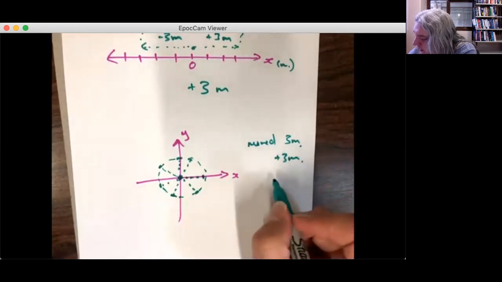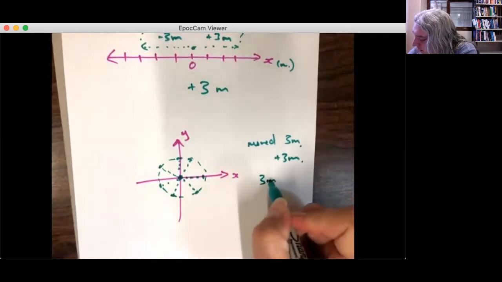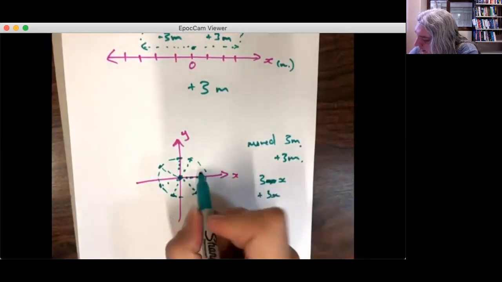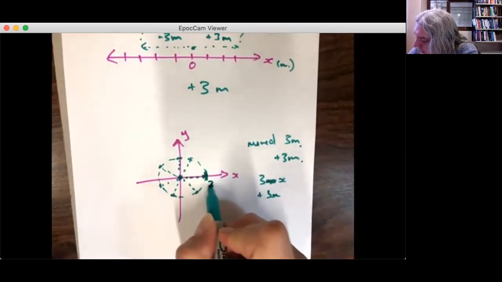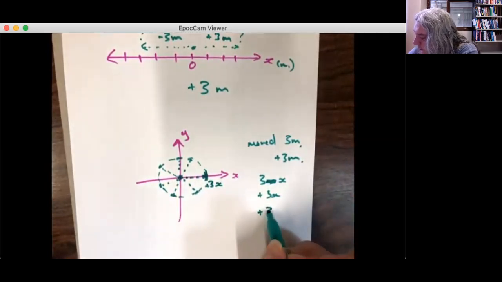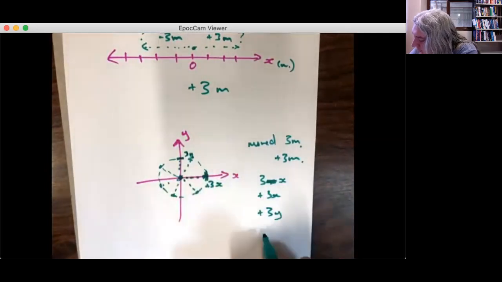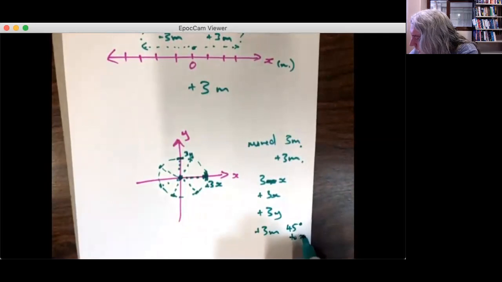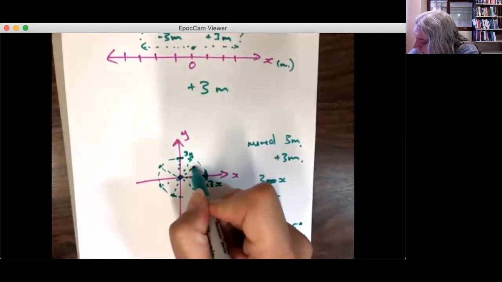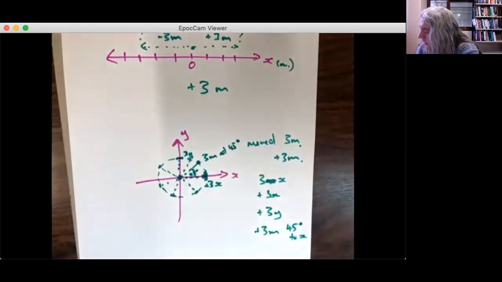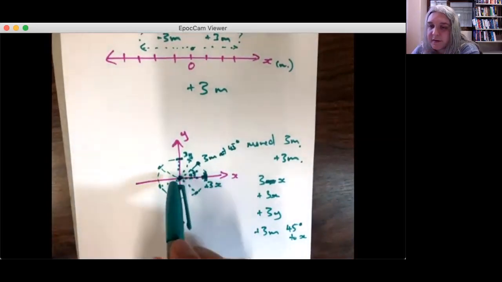But if I tell you that I've moved 3 meters in the x direction, so plus 3x, now you know that I'm exactly here. That's plus 3x. If I tell you that I've moved plus 3y, then I'm exactly here. Alternatively, I could say I've moved plus 3 meters at an angle of 45 degrees to the x-axis. And that would be exactly along 45 degrees. I would be exactly here, 3 meters at 45 degrees. So you now need a bit of extra information.